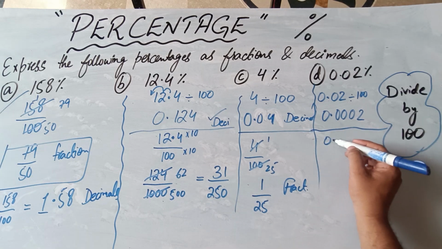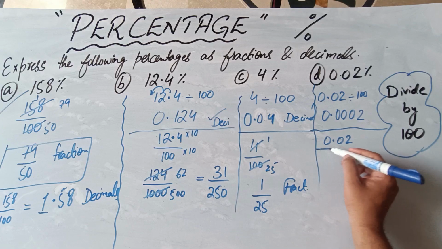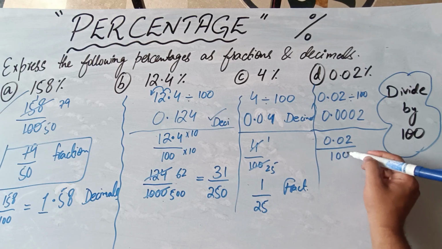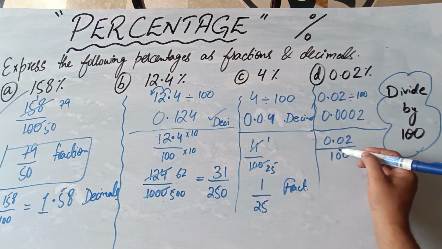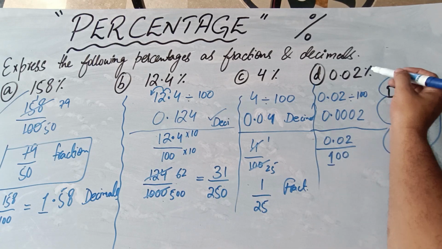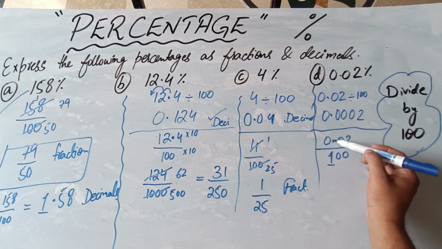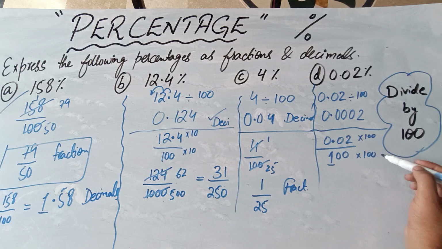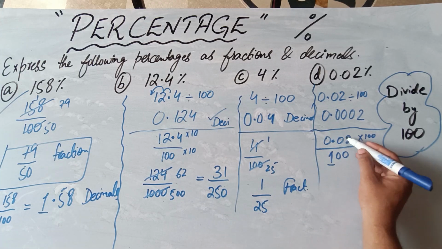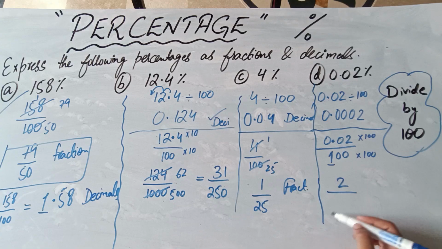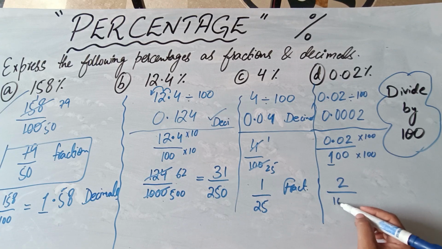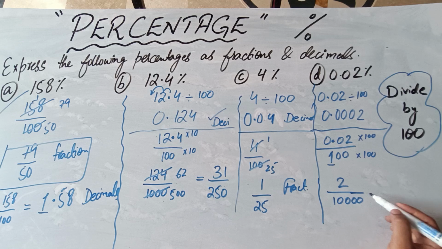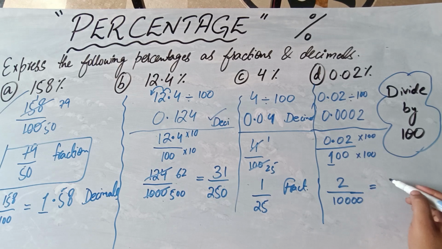Now we will convert it into fraction form. Divide by 100, in order to remove this percentage sign. Now to remove this decimal, we will multiply the numerator by 100 and multiply the denominator by 100 as well. So this would become 2, and by multiplying 100 by 100, it would become 10,000. Now let's simplify. 2 times 1 and 2 times 5,000. So this is the fraction form.